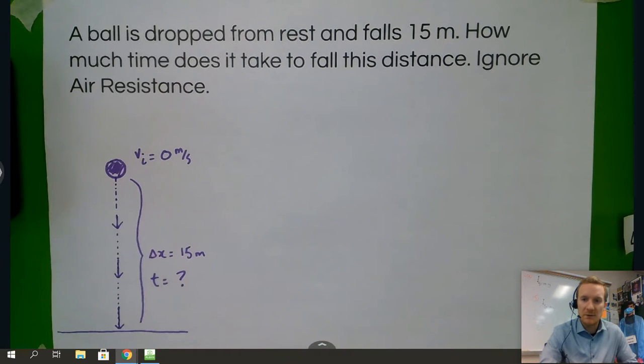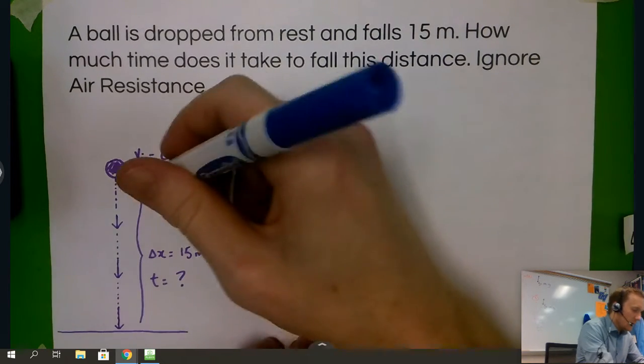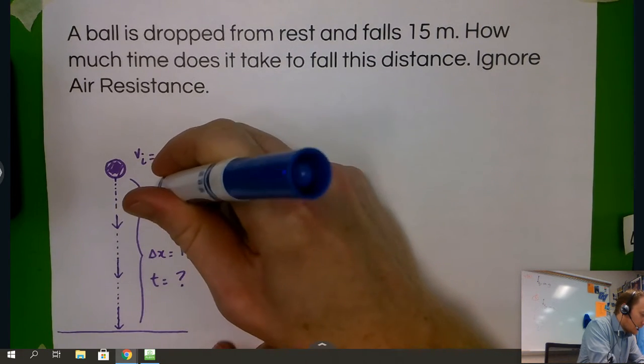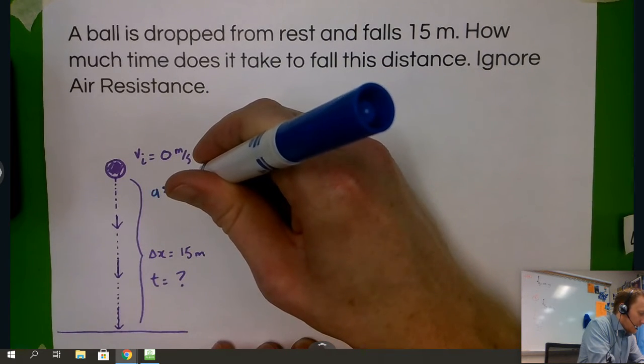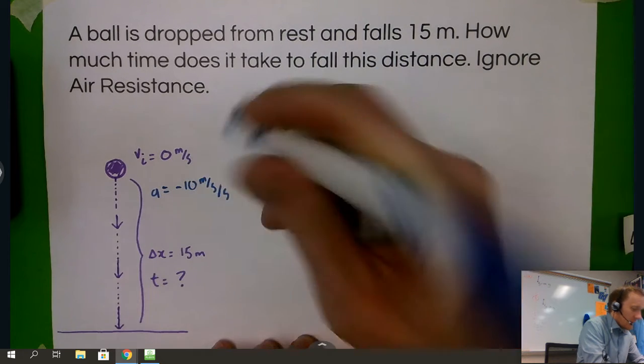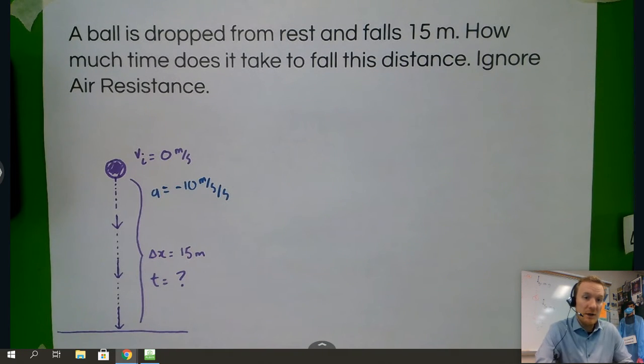Because this is an object that is in free fall, we know that the acceleration of this object is going to be negative 10 meters per second squared, right? Or it's going to change its velocity in the negative direction by 10 meters per second every single second. Okay? So with all of these free fall problems, we can always assume our acceleration. In this class, it's going to be negative 10 meters per second squared if you're going down.